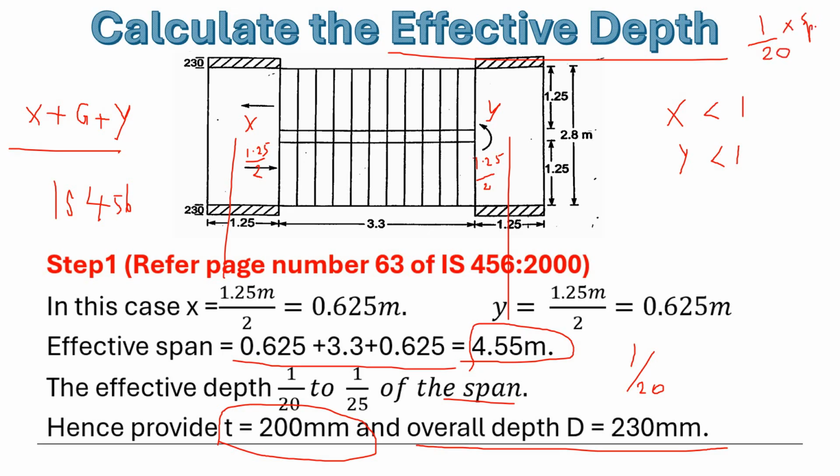So effective depth is calculated as 1 by 20 to 1 by 25 of the span. What is the span of the staircase? From this point to this point is said to be the span of the staircase. That is obtained to be 4.55 meter, and you divide this by 20, you get around 200 millimeters, and overall depth could be kept as 230 millimeters.